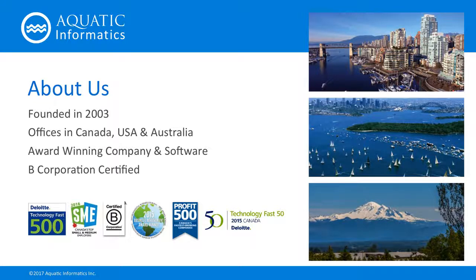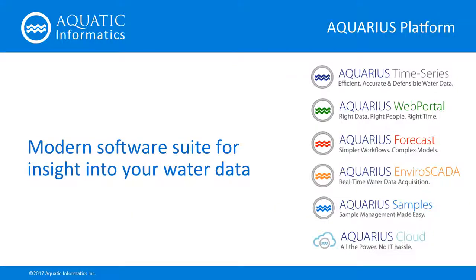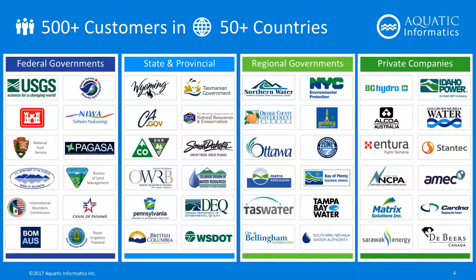First, let me briefly introduce our company. Aquatic Informatics is an award-winning software company based in Vancouver, British Columbia. We have a development office in Hobart, Australia, and staff around the world. Our vision at Aquatic Informatics is to build the best solutions to manage the world's environmental data. AQUARIUS is today's leading software suite to acquire, process, model, and publish water quantity and quality data. Over 500 environmental monitoring agencies worldwide trust AQUARIUS to produce accurate, timely water information.